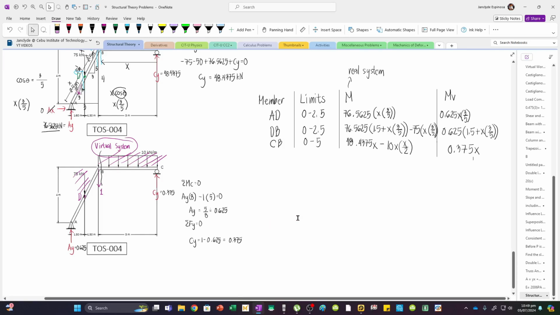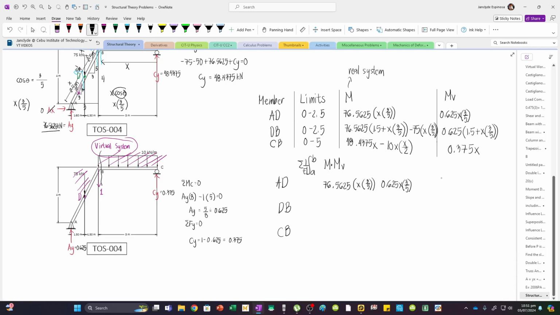And so finally, we are going to apply integration. Now we have three segments. We have AD, DB, and we also have BC, or let's just write CB. And so we have to sum up the integral from A to B of M multiplied by MV. And then we have here 1 over EI, since this is a constant term. Now for AD, we have to multiply M by MV. So this is M, and then this is MV. And so we're gonna multiply both, and then we have to set up the limits. We have integral from 0 to 2.5.